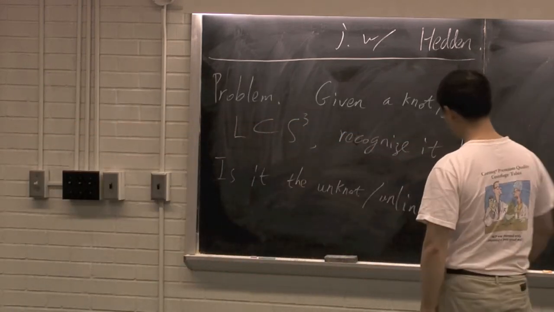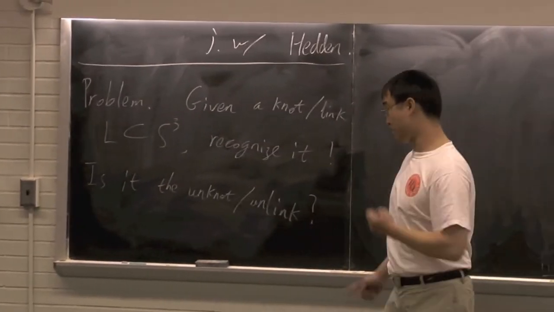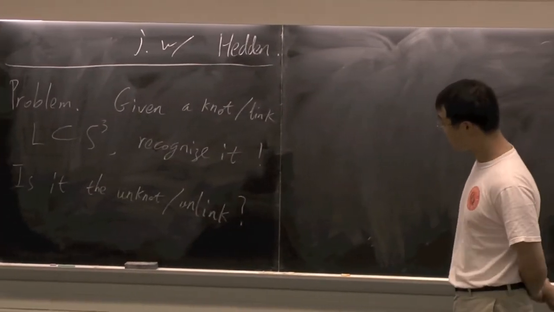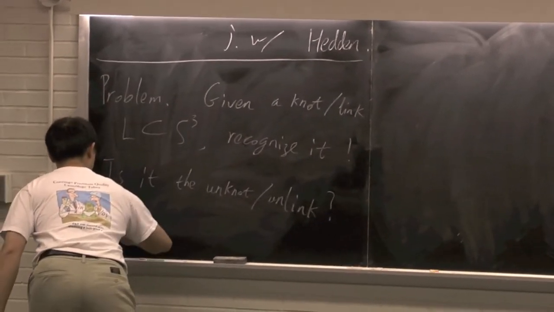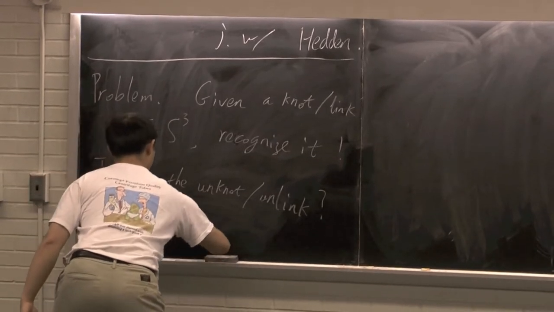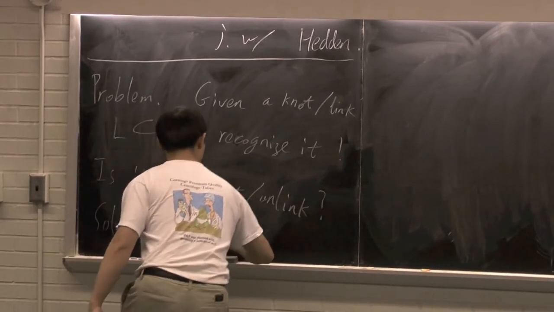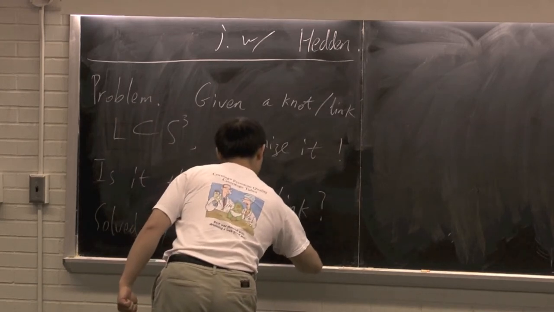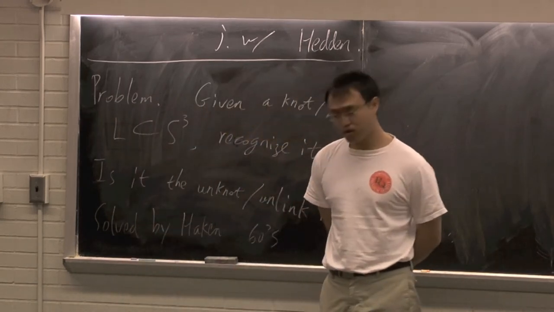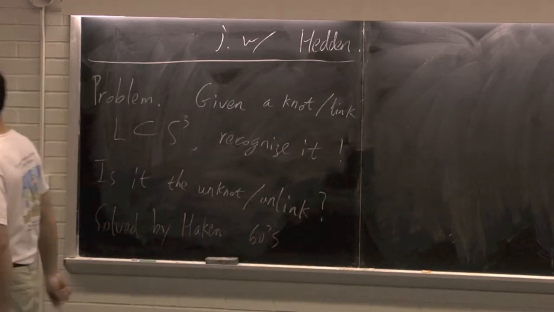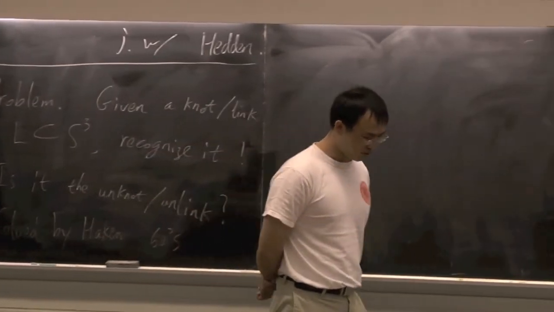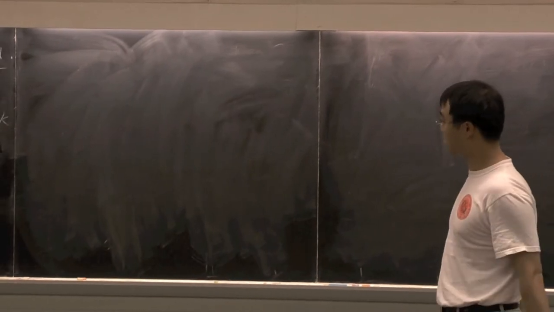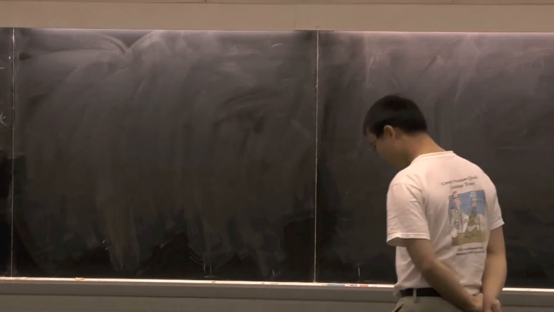For the unknot or unlink detection problem, I think this was already solved in the 60s by Haken. Basically he considered a triangulation of the knot complement and studied the normal surfaces in the triangulation. So this gives you an answer to the unknot detection problem.